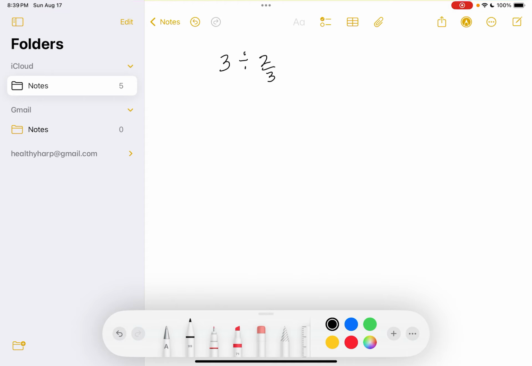Okay? Here's a word problem that could go with that. Suppose you have 3 candy bars, but you have little tiny kids and you don't want to give them a whole candy bar. That's too much. So each child, you're going to give 2/3 of a candy bar to some children. So a serving is 2/3 of a candy bar. And you want to know how many children can you serve.